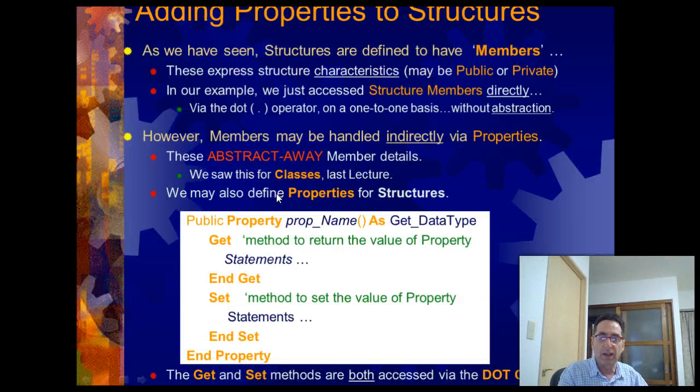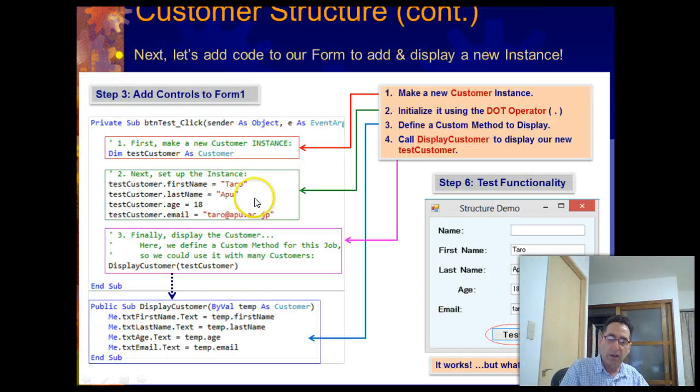In our example, we just accessed structure members directly. So what he means by that is we used the dot operator. We just used it here. So we could access this structure, temp.firstname, that member directly just using the dot notation. Sometimes we want to prevent that from happening. And then we make what's called a property for our structure. And that's what we're going to do now.